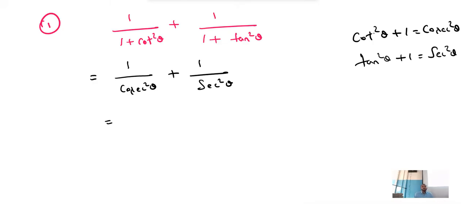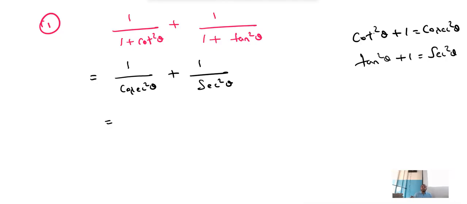Secant square theta. Next, what is 1 by cosecant theta? Sin theta. 1 by cosecant theta is 1 by 1 by sin theta, because sine and cosecant are reciprocal to each other. Remember, so 1 by cosecant theta is sin theta.